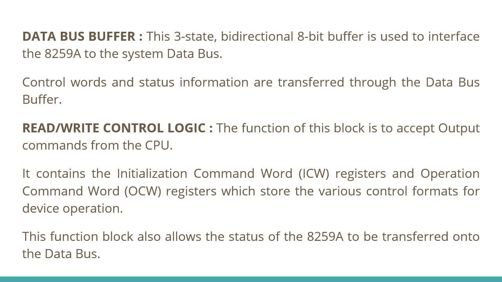Next, we have the read-write control logic. The function of this particular block is to accept output commands from the CPU. It contains the initialization command word register, that is the ICW register, and the operation command word registers, the OCW registers. These registers store the various control formats for the device operation. This functional block also allows the status of the 8259A to be transferred onto the data bus.